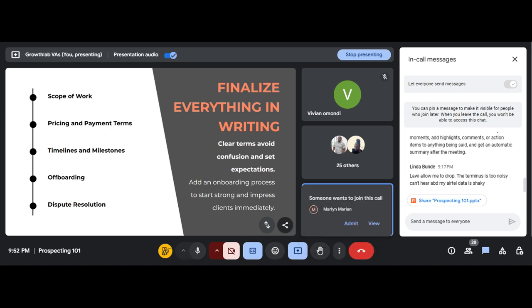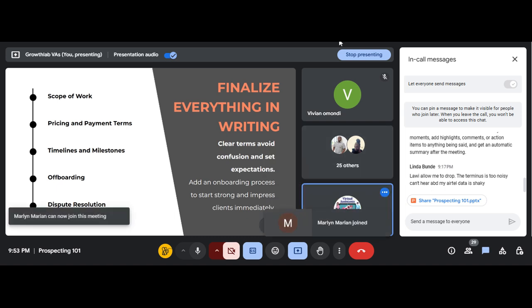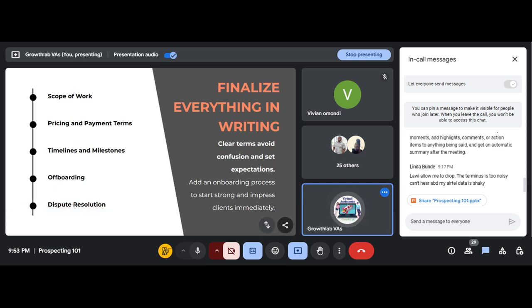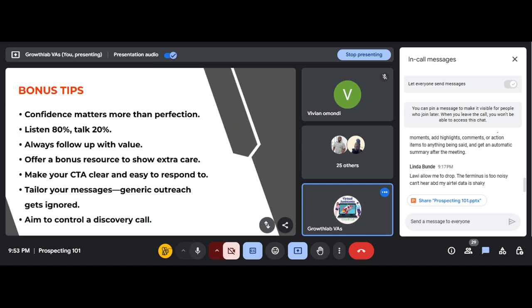Then agree on the pricing and the payment plans. Agree on the timelines and milestones. Then have a system for offboarding and dispute resolution. We are human beings and things are bound to happen. So know when there is a problem, what happens, how will you solve it. Now these are just bonus tips.